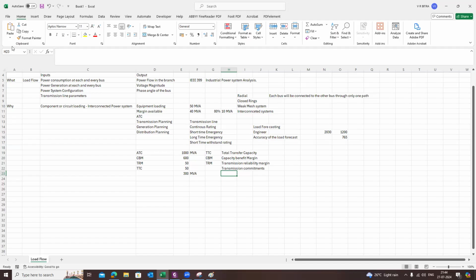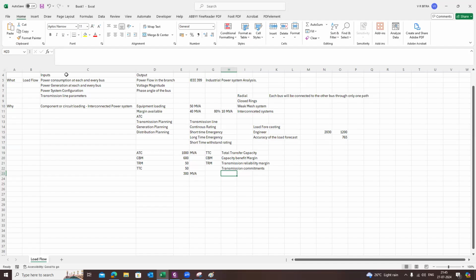See, if you take any transmission line, one is the total transfer capacity, which I've already explained to you, correct? Yes, sir. And the existing one is around 600 MVA, which is also clear. So this capacity benefit margin is nothing but the amount of reserve capacity that is kept aside to ensure reliable power transfer during emergency conditions.